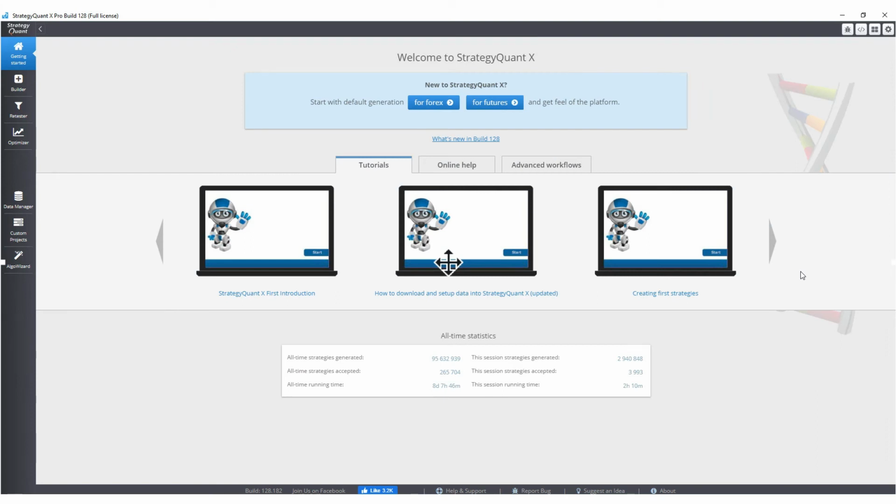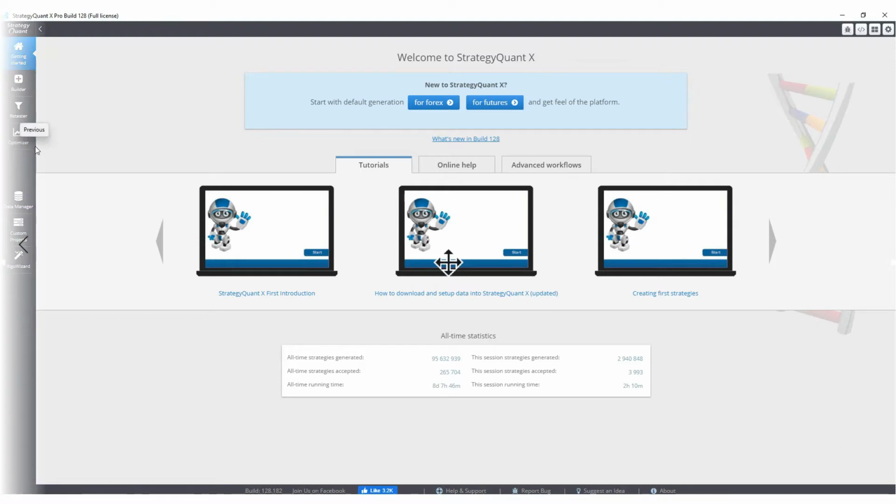So, after you install Strategy Quant X, you'll be presented with the following welcome screen. On the left of the screen, you'll see the current integrated modules of the Builder, the Retester, the Optimizer, the Data Manager, the Custom Projects, and the Algo Wizard. Now, the Builder is where you create your trading strategies from scratch using either design-based logic, random generation, or genetic evolution. The Retester is where you undertake extensive robustness tests of solutions previously generated by the Builder or from templates exported from the Algo Wizard module down here.